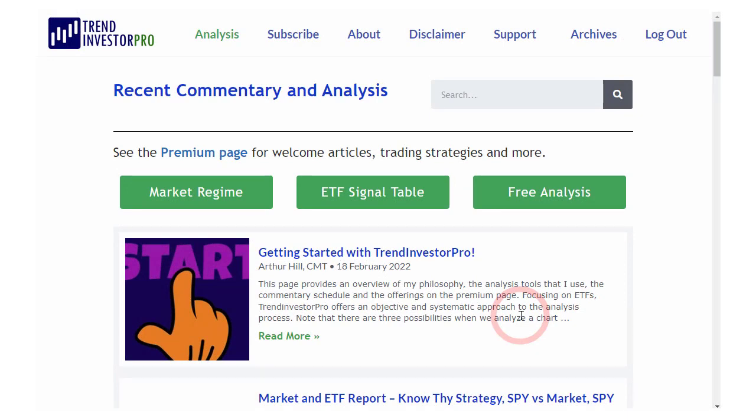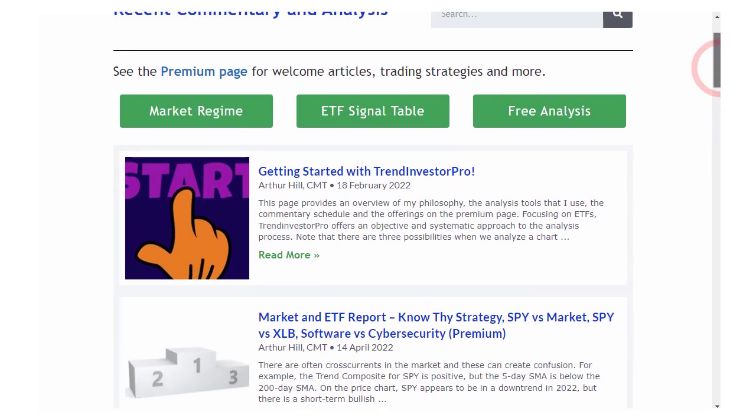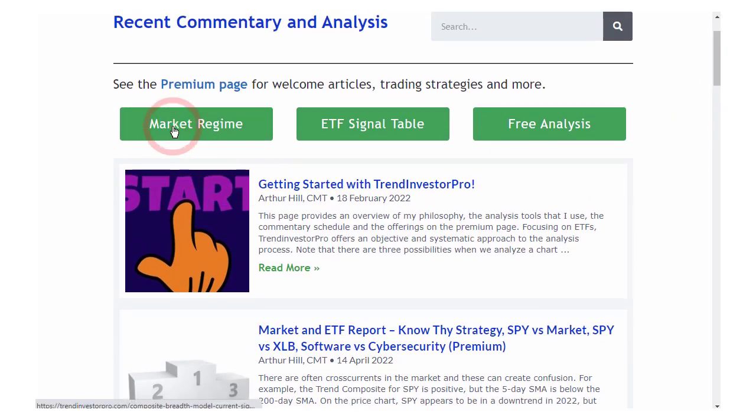So this is the main analysis page here at TrendInvestorPro.com. And I've got all the main articles here. I posted one on Thursday today covering some of the stuff in today's video. But here we have the market regime page, which tells us whether we're in a bull market or a bear market based on the composite breadth model that's been tested back to 2003. And we've got the ETF trend signal and ranking table that I want to go to next.